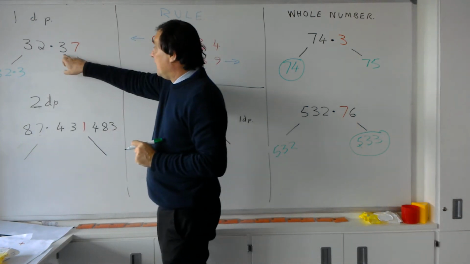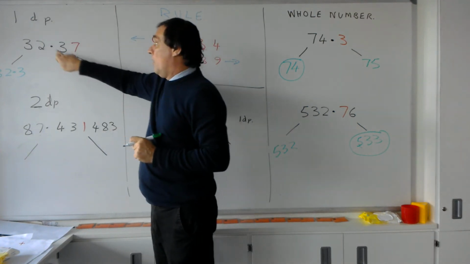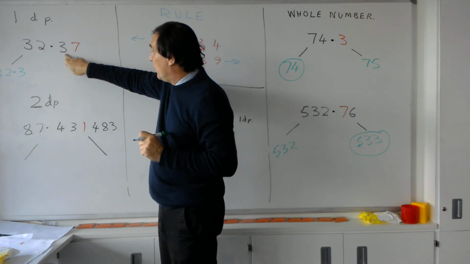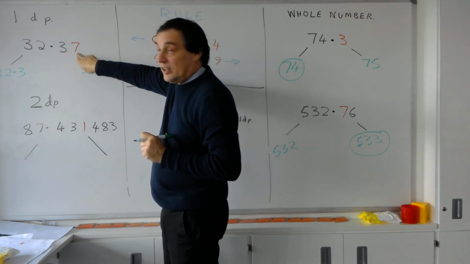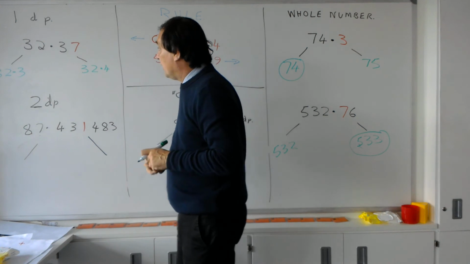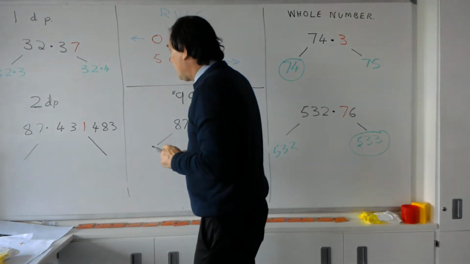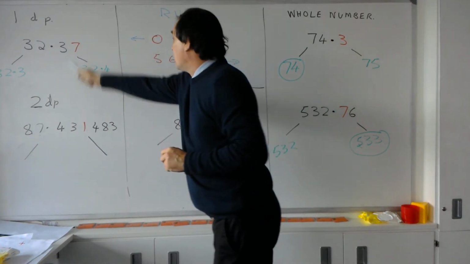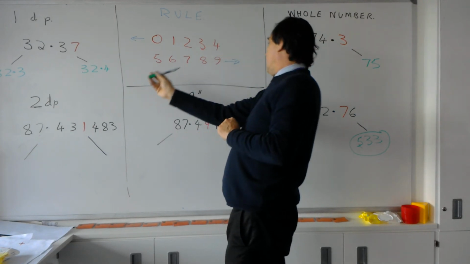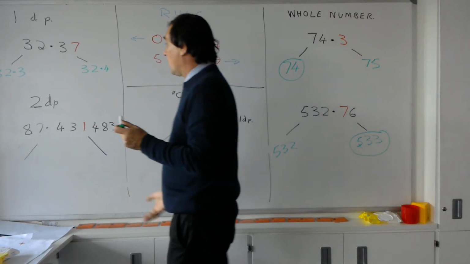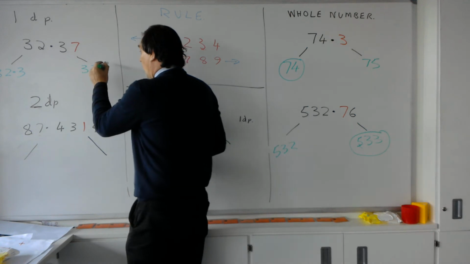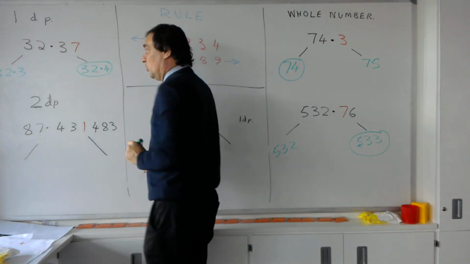Again, look at the next number after that one decimal place. So I've got to rely on the second decimal place here, and I've highlighted that as a 7. So what's that 7 going to do to that 3? If we're going to the right here, if we're going to go up, it's going to turn the 3 into a 4. So the answer is going to be 32.4.